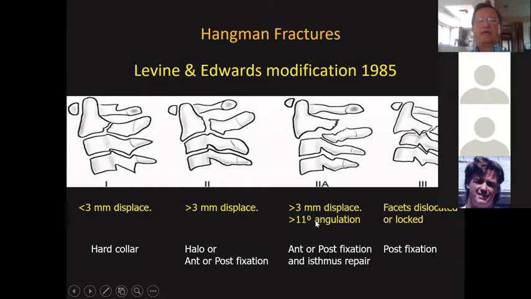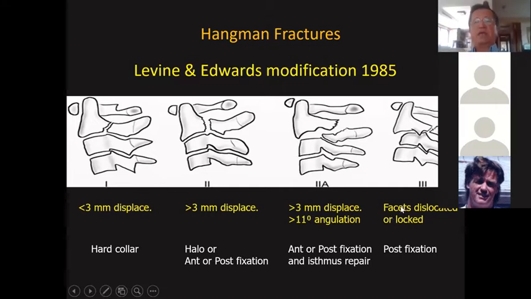Type 2A has more than 3 millimeter displacement and more than 11-degree angulation. Those cases must always be operated, either with anterior or posterior fixation and isthmus repair. If you go from behind, then you can also repair the isthmus. Actually, as you know, Hangman fractures may also be called traumatic spondylolisthesis of C2.